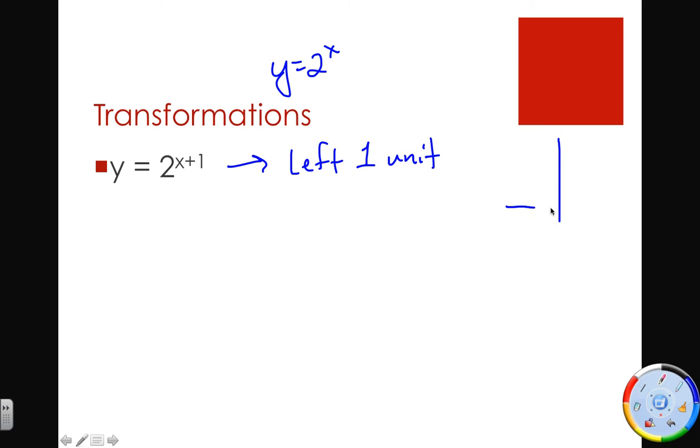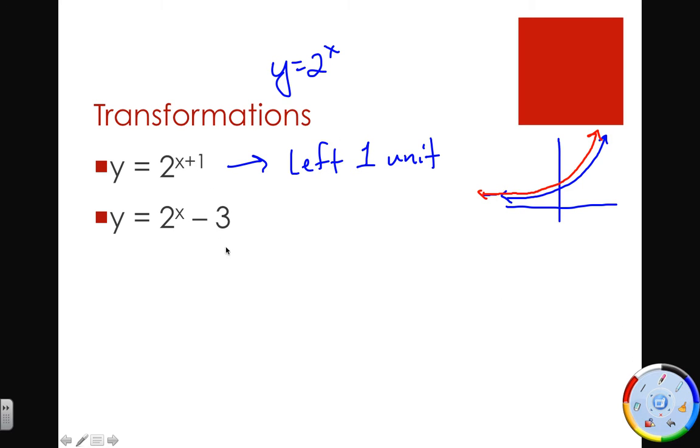So we could take our 2 to the x function, which is something like that, and we could shift it to the left 1 unit and get something a little bit like this. It also kind of looks like it got shifted up, but in this case, it's a left-right shift. Even though there are ways we can make it look like an upshift, we're not going to deal with that right now.